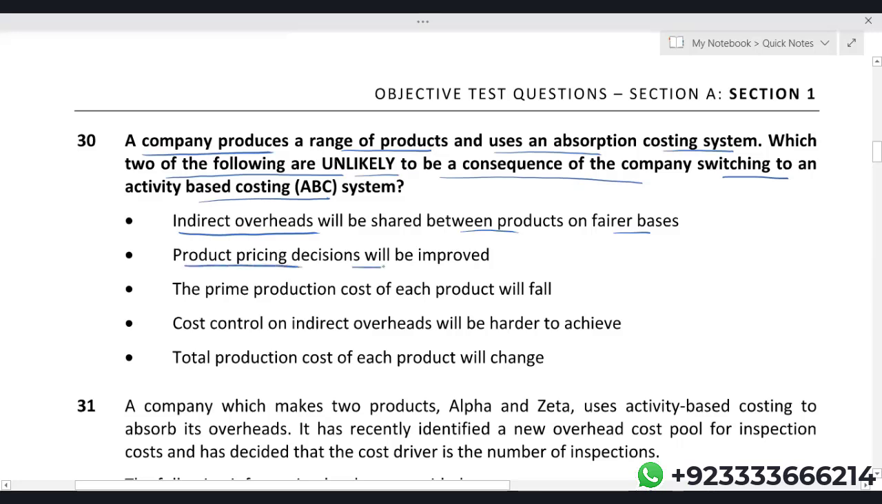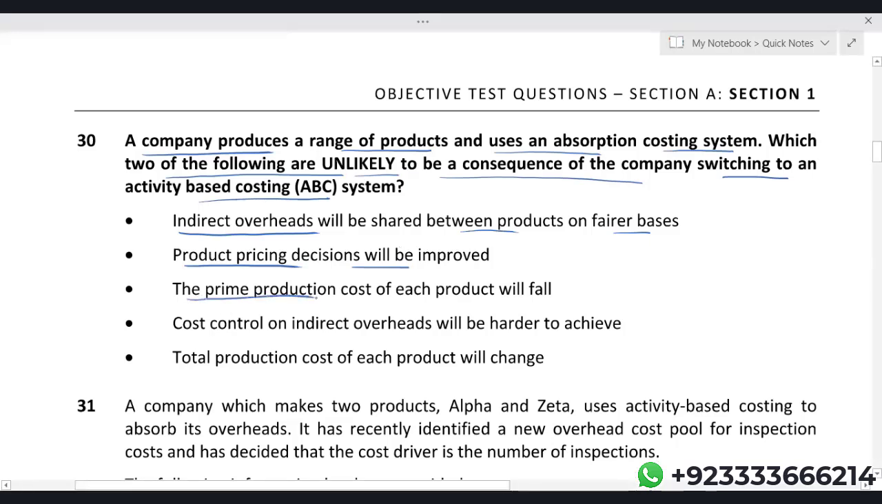Product pricing decisions will be improved. Yes, it will definitely be improved, no doubt about it. We have already discussed this, especially when you have a pricing policy of cost plus profit, then obviously your pricing decision will definitely improve. Okay.